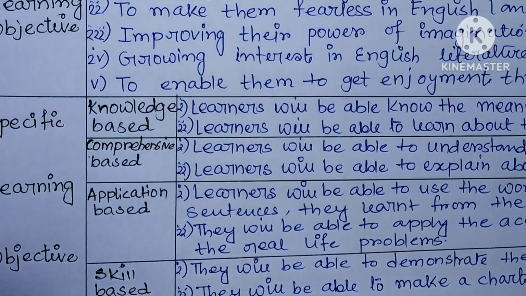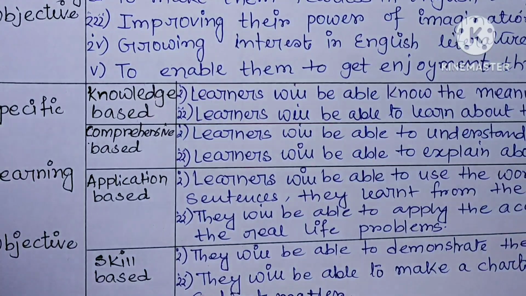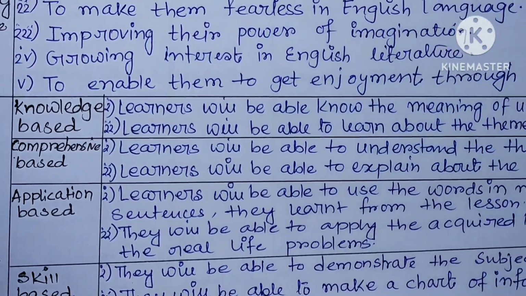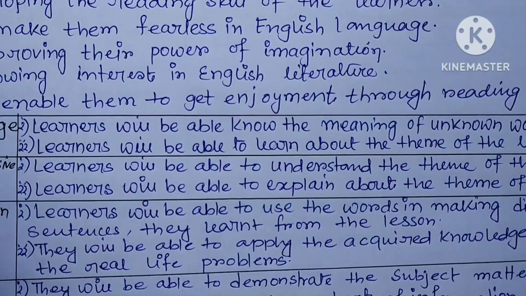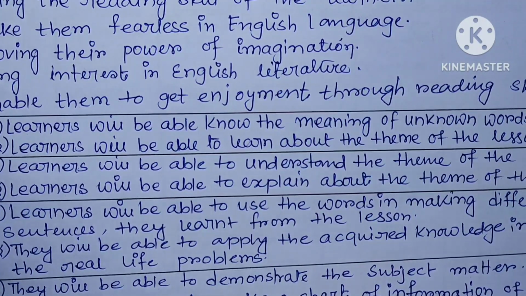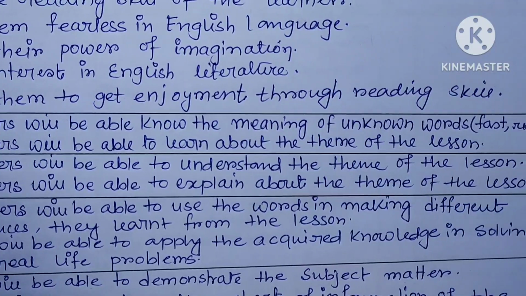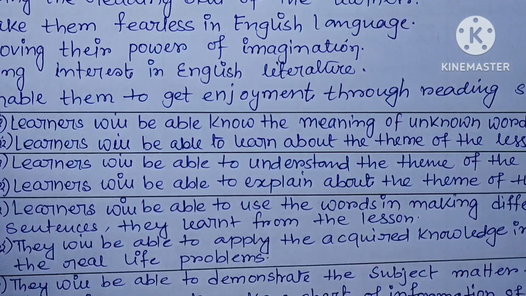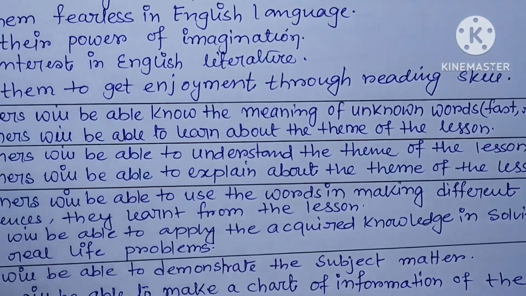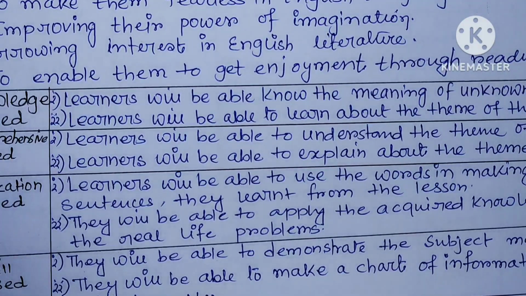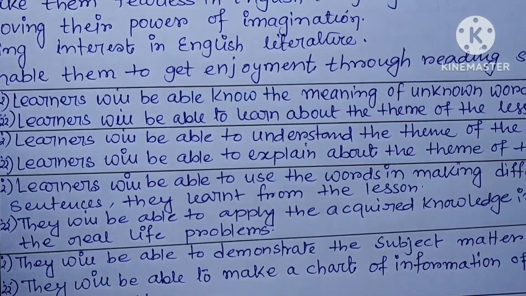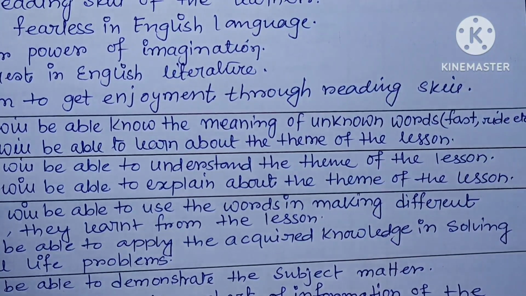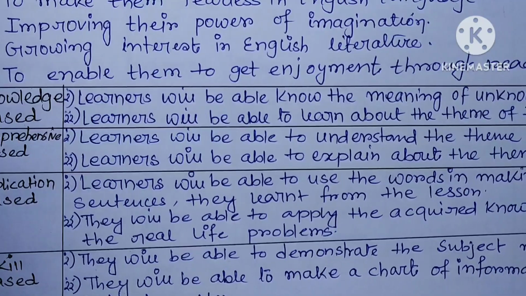And what are the specific learning objectives? There are 4 types of specific learning objectives: knowledge based, comprehension based, application based, skill based. Knowledge based: learners will be able to know the meaning of unknown words like fast, right in this chapter. Learners will be able to learn about the theme of the lesson. Comprehension based: learners will be able to understand the theme of the lesson and explain about the theme of the lesson.